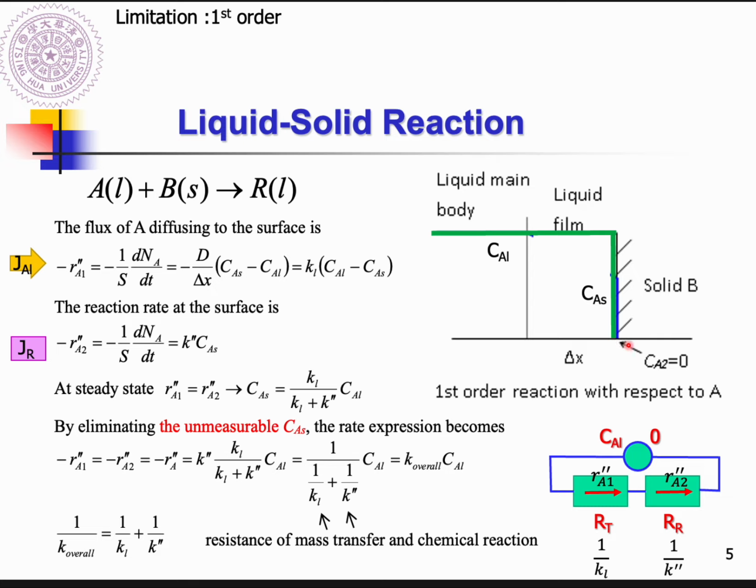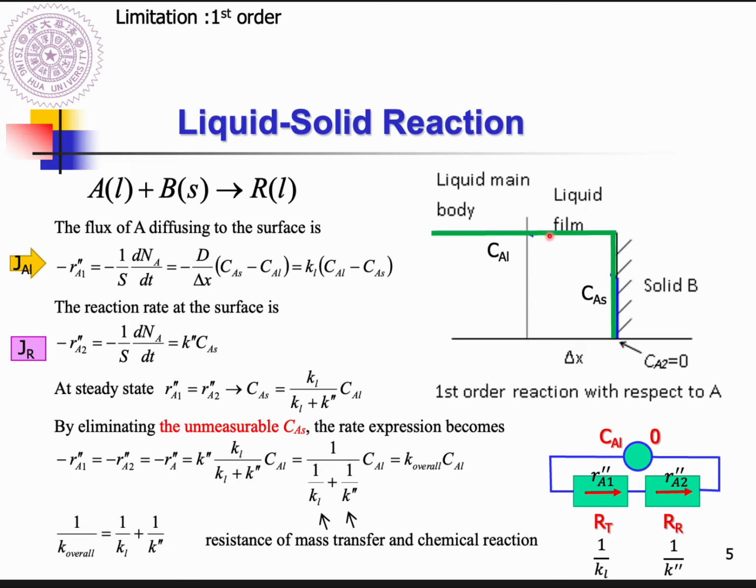It can be like this, right? But this means actually we don't have resistance in the liquid film. It also means that the transport of reactant A in the liquid film is very fast, so we cannot observe the concentration decrease inside the liquid film.